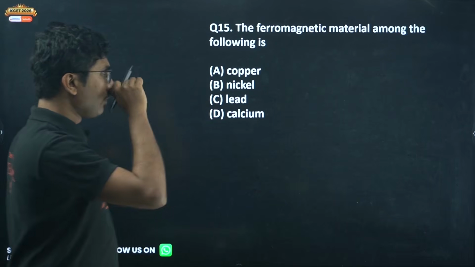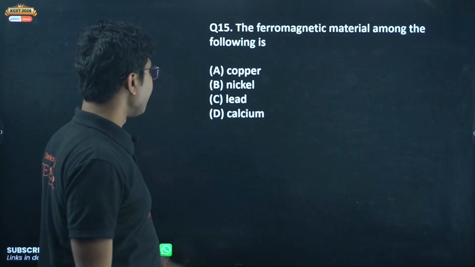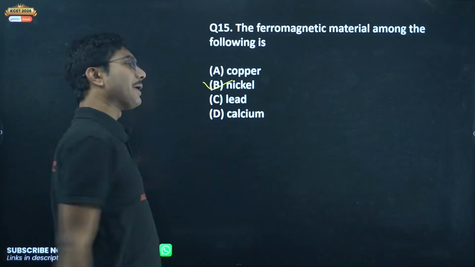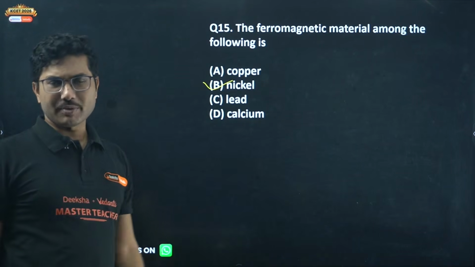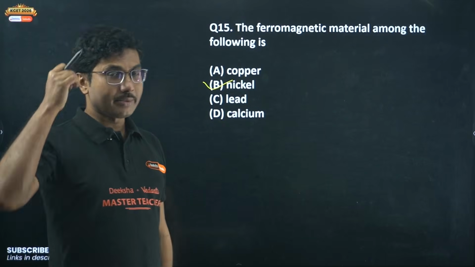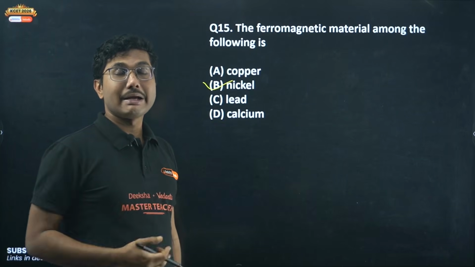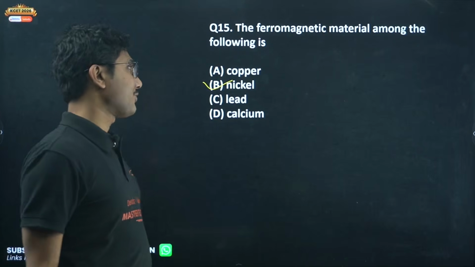Next, the ferromagnetic material among the following is copper, nickel, lead, calcium. So only nickel is the ferromagnetic material. Copper is diamagnetic, and I think lead and calcium are paramagnetic. Nickel, cobalt and iron, remember these three names, they are ferromagnetic naturally.